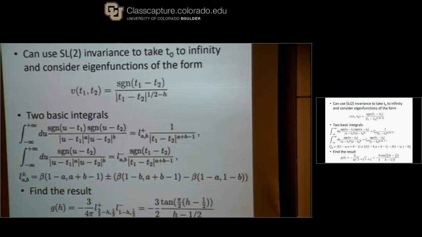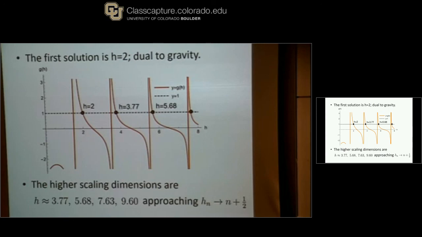And here is the spectrum. So the lowest solution is exact, and it's h equal 2. That's exactly this sort of graviton mode or gravity mode that Juan discussed in the lecture before me. And then there are some higher massive modes and so on.